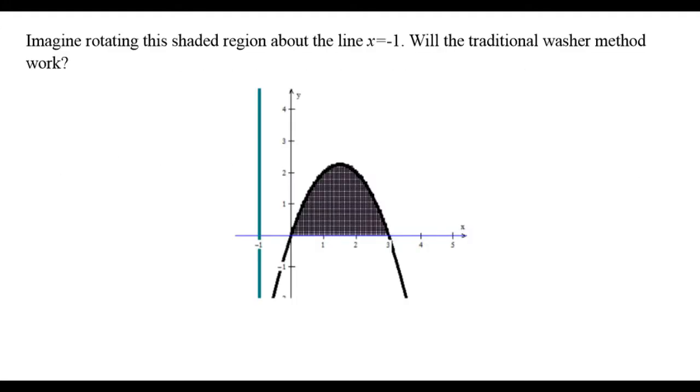Let's try to imagine rotating this shaded region about the line x equals -1. Will the traditional washer method work? So here's a function, this black graph here, and here's the shaded region that I'm trying to rotate. And I'm trying to rotate it around this line here, x equals -1. So we know that with the methods we currently have, we would be attempting to use the washer method because the region itself is not completely up against the axis of rotation.